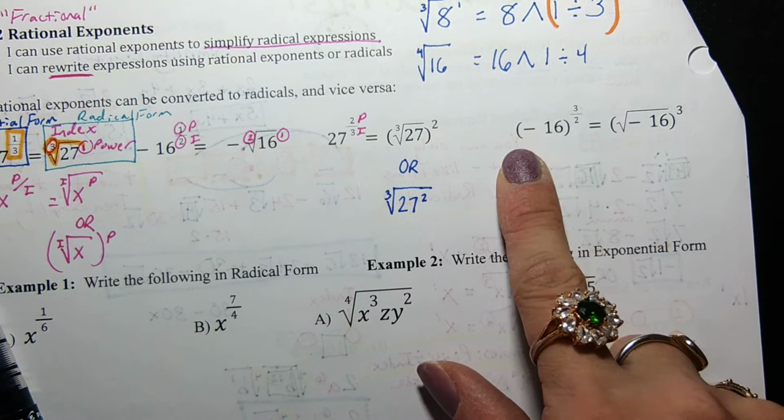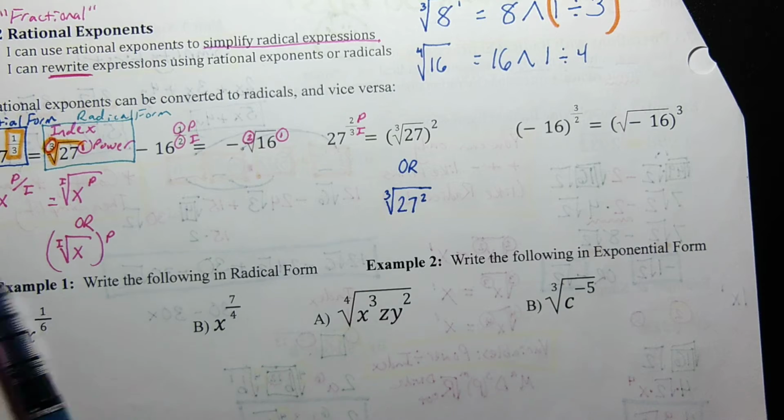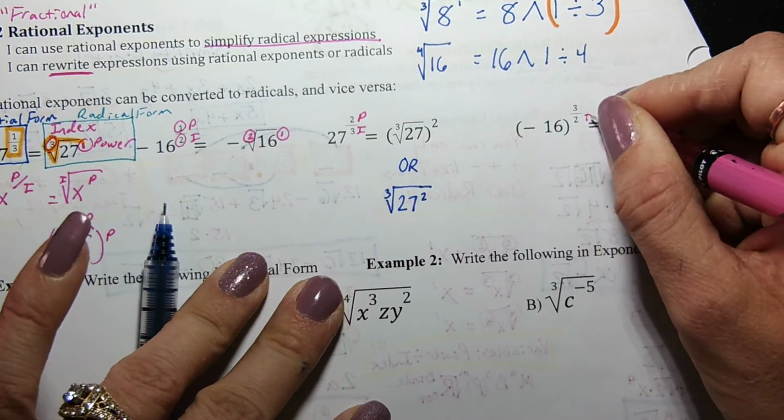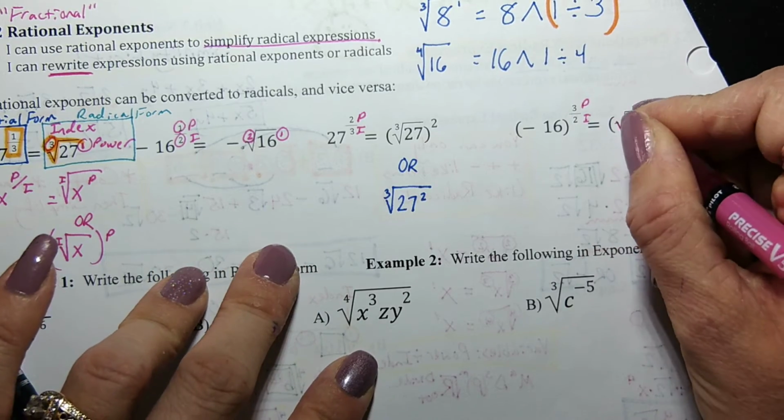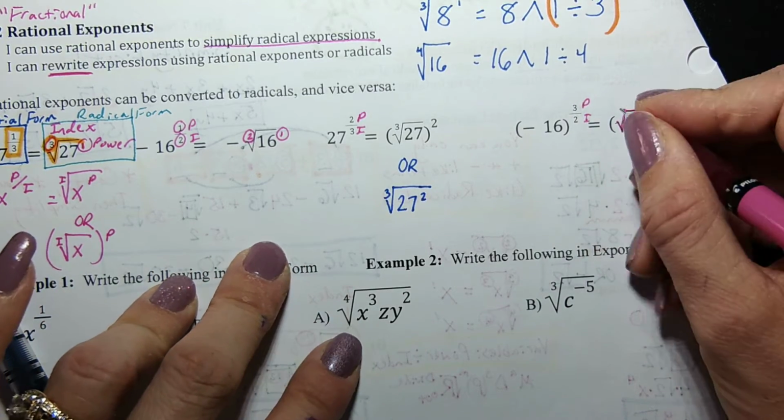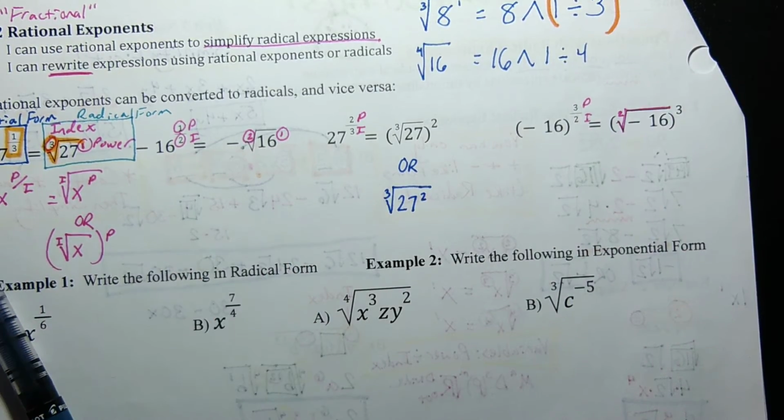So on this one, we've got -16 to the 3/2 power. The 2 is the index of the radical, and the 3 is the power. So here's my radical. Does that have an index of 2? Sure does. Anytime we have just a regular square root, the index is 2.